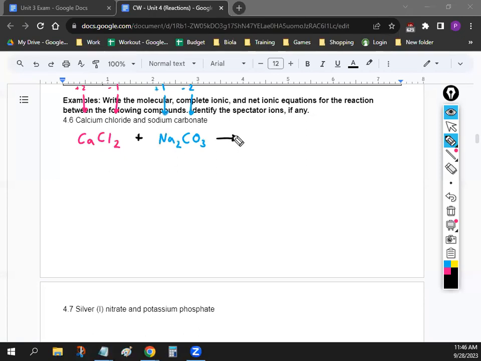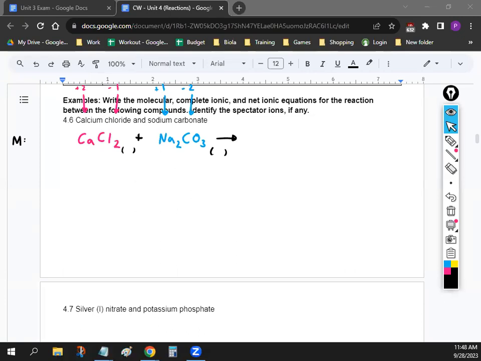All right, so I will give you guys a minute. See if you can finish up the molecular equation, see if you can figure out what the two compounds are. And then after that, I want you to tell me which ones are aqueous and which ones are solids. Take a second to do that, and then we'll go over it.